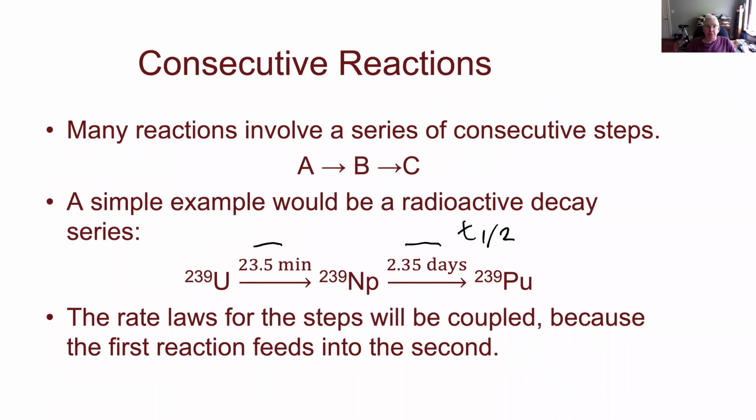The rate laws for these reactions are coupled to one another. So if we try to put together the rate expressions for this, we get a set of coupled differential equations. The reason for that is the first reaction produces the source for the second reaction. So I can't start the decay to plutonium until I've made the neptunium. In this case, the half-life of the uranium isotope is the short one, which suggests that we probably will end up building up some neptunium because we should be making the neptunium faster than we're using it up. We'll see how that works out in the equations as we go through an example of this.